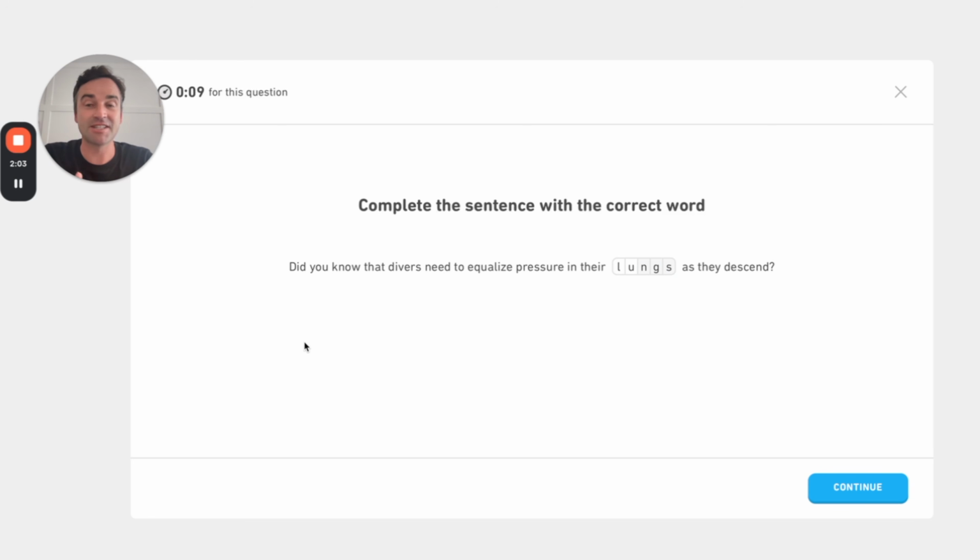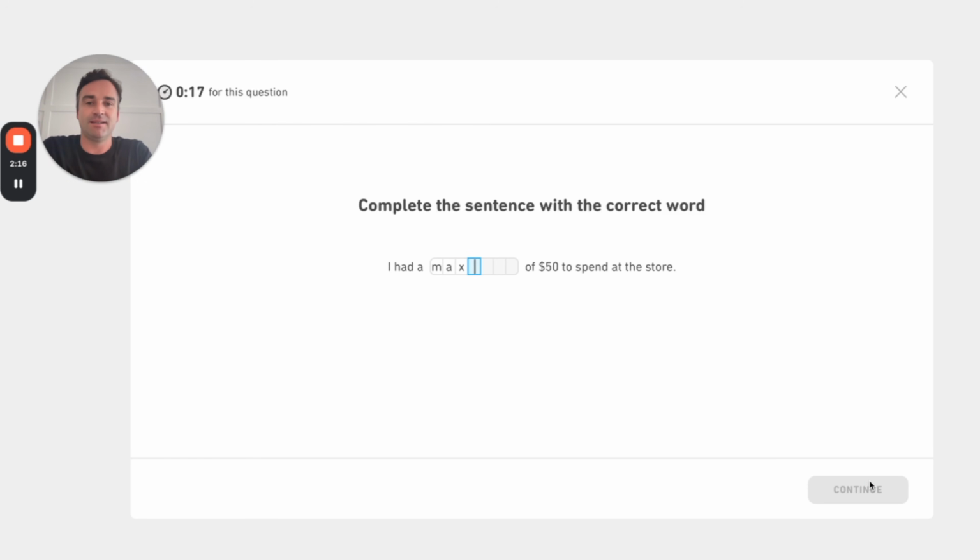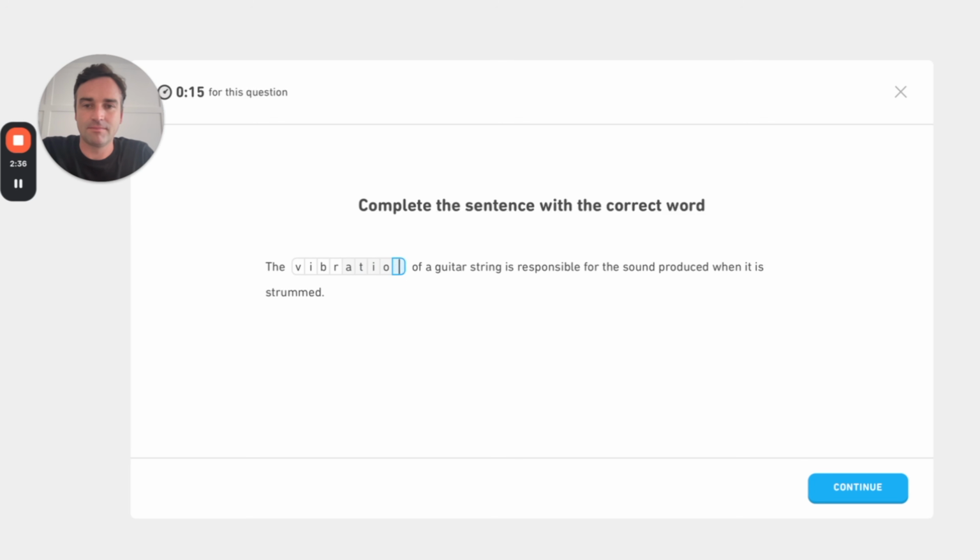Yes, so just like the other question type, read and select, because the time limit is so short, you really have to rely on your instincts. You don't have much time to strategize or think, you just have to act instinctively. Vibration.